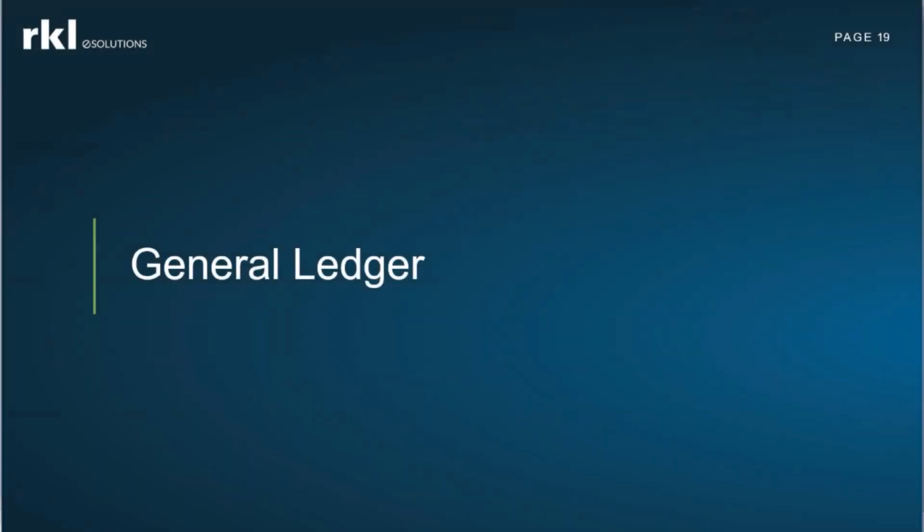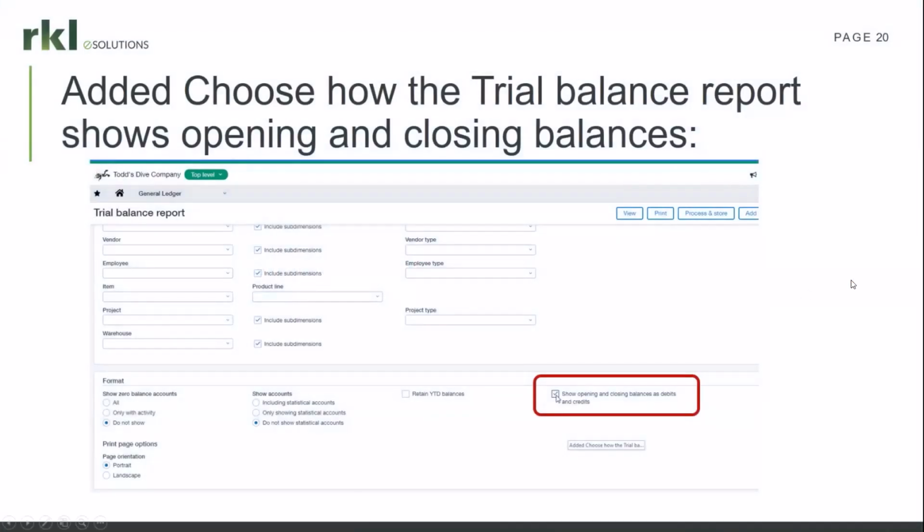All right, moving on to the general ledger. They've added, and this is a big one, a choice of how the trial balance report shows opening and closing balances. So when you're going to run your trial balance report, you scroll down to the bottom at the format section, and again, this is our sticky section, so this is going to stay on. You can say show opening and closing balances as debits and credits, or you can choose not to show that.